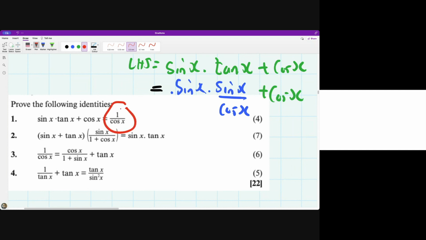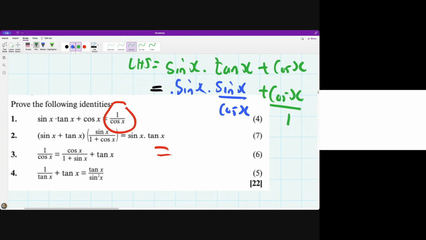Now, because there's only one fraction here and there's two separate things here, what would your next step be? Does anybody have an idea? How can we bring these two things together? Because nothing's canceling out here. So I'm wondering, I'll give you one hint. How do we bring these two together?